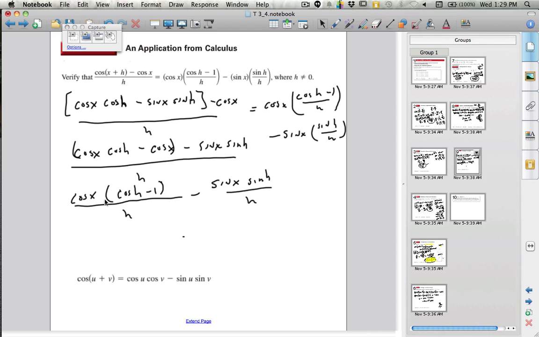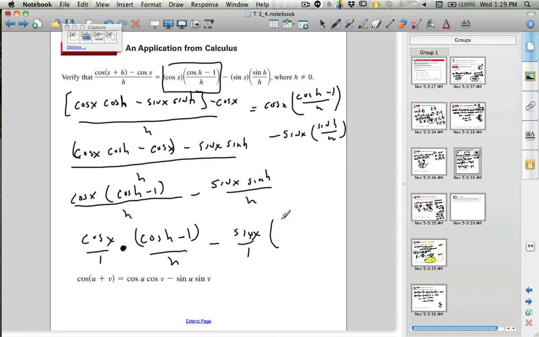And this is in the numerator, so I could say this is cosine of x over 1 times cosine of h minus 1 over h. That means I've done this part. Minus, right, that's a times. If I pull the sine of x out, sine of x over 1 times sine of h over h. And that is this part. Okay, so now I have made this side match that side.